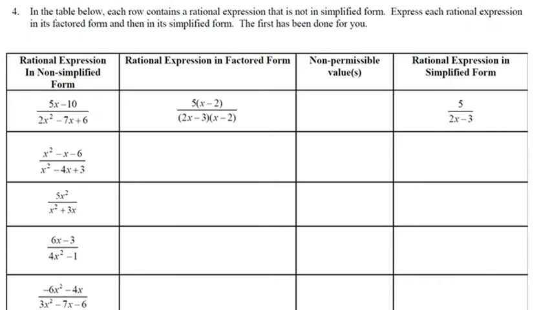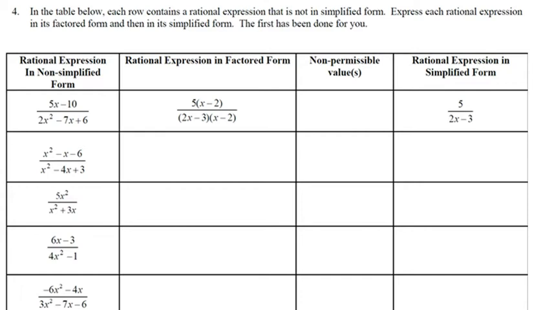Okay, in the table below, each row contains a rational expression that is not in simplified form. Express each rational expression in its factored form and then in its simplified form. The first has been done for you. Okay, so the first step that we want to do when we're doing anything with rational expressions is to factor them. Okay, so we have to factor first. So if we look up here, we get 5x minus 10, so the common factor is a 5, and you just get x minus 2.